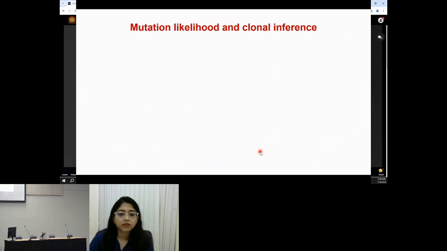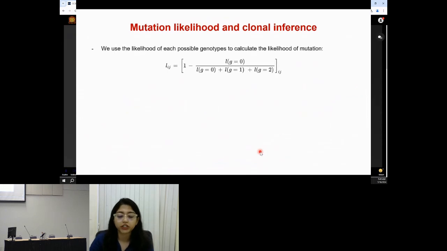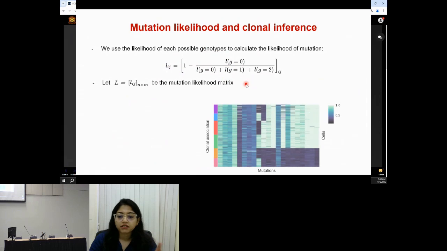After calculating the genotype likelihood, we first calculate the mutation likelihood. How do we do that? This L for G equals 0 is the genotype configuration where there was no mutation. We normalize this and we subtract it from 1. This makes Lij the likelihood of a mutation occurring at site i in cell j. Now let Lij be the mutation matrix. This is how the mutation likelihood matrix looks like. For all the cells there will be values. These are the sites, the putative variant sites. It will be a value that ranges between 0 and 1.